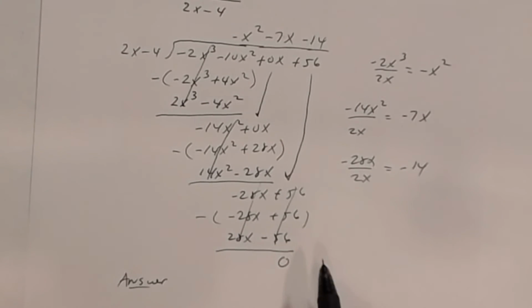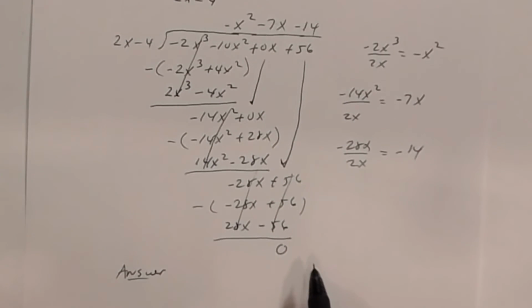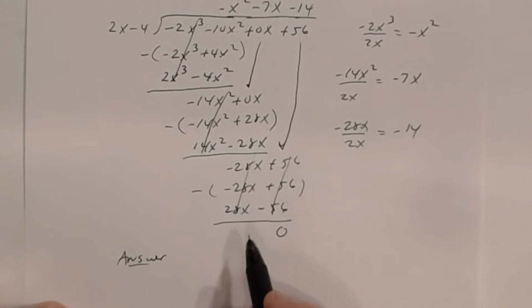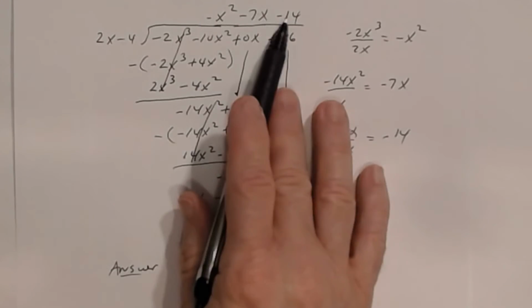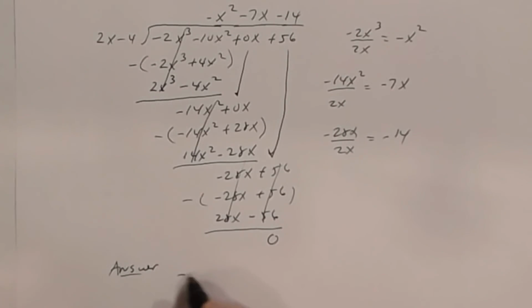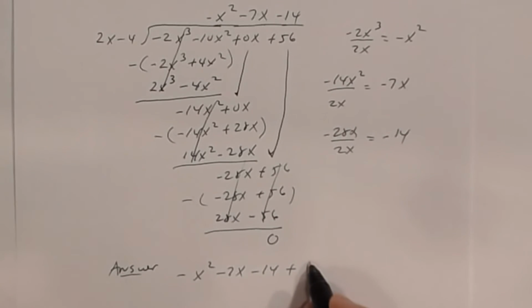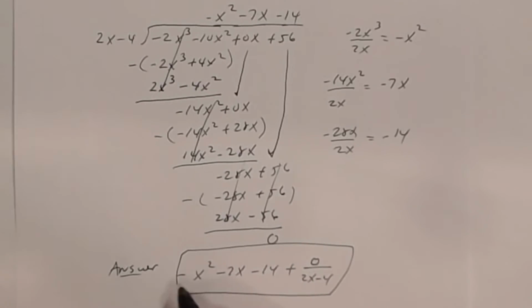But your answer, now remember the direction says write it as a quotient plus the remainder divided by the divisor. So the quotient is this polynomial up here. So negative x squared minus 7x minus 14 plus the remainder divided by the divisor, which is 2x minus 4. All right, now according to the directions, this is what you would write.